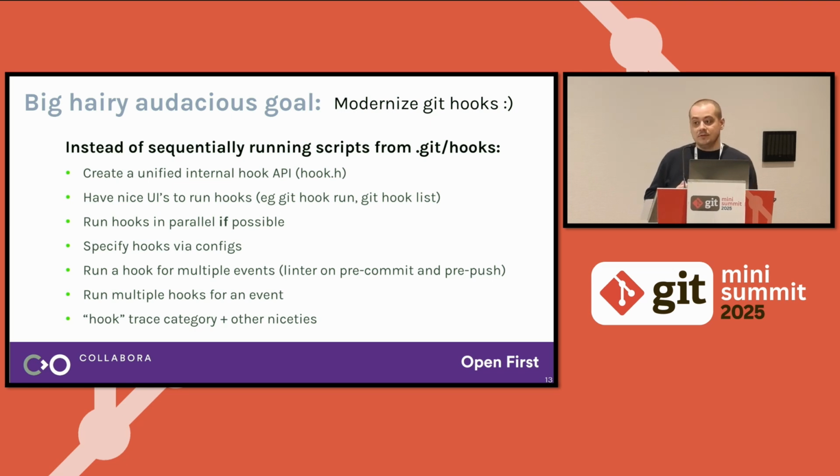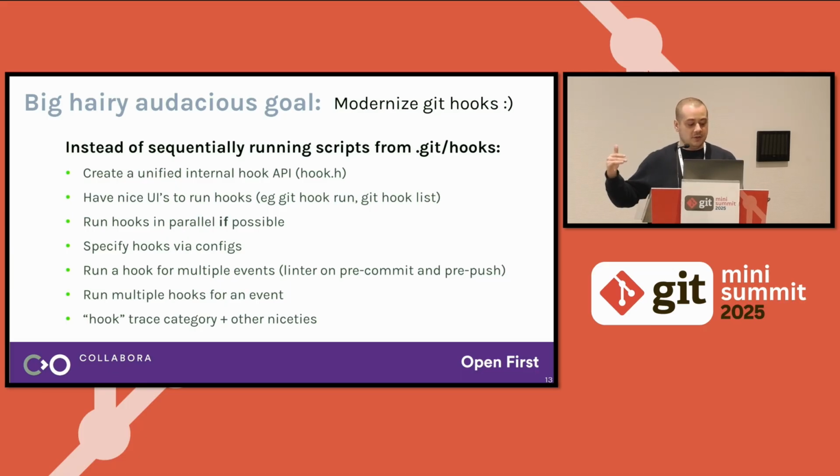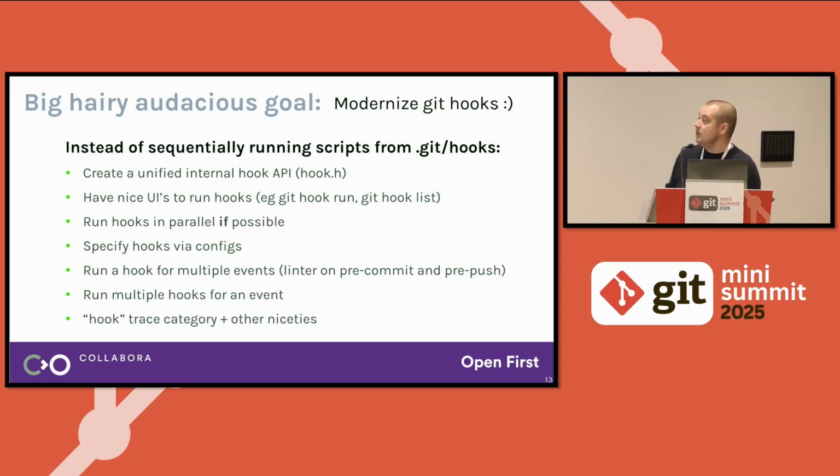And also it would be nice to specify hooks via configs. So in the config file, you can say this event will have these commands which we want to run. So you can have multiple hooks for an event, or you can even have hooks trace categories. And yeah, so this is the big goal, right?